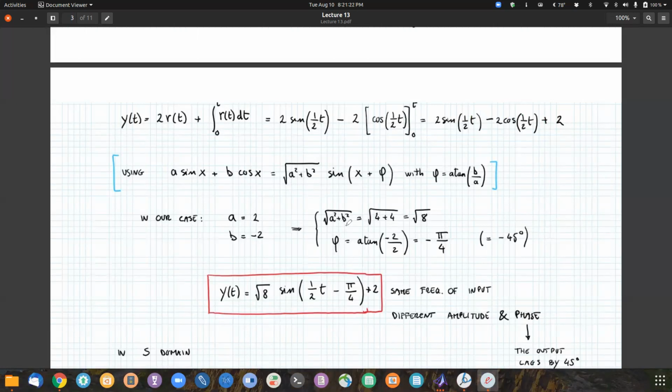All right, so in this case, we have that the square root of a squared plus b squared is equal to the square root of 4 plus 4. So we have square root of 8. And then the phase that we are adding or subtracting is arctangent of -2/2. Oh, this is good because we can practice and see exactly which value for the arctangent we have to keep. So the numerator is the y coordinate.